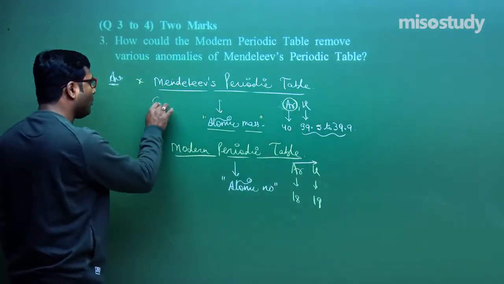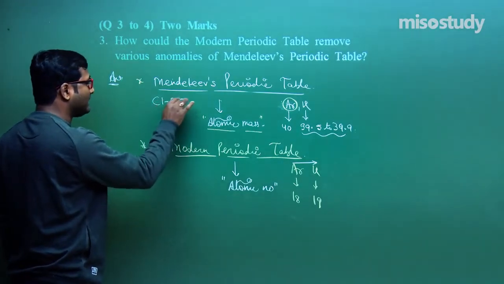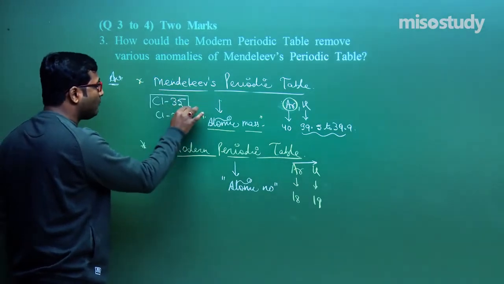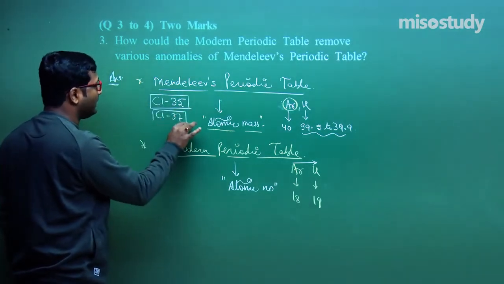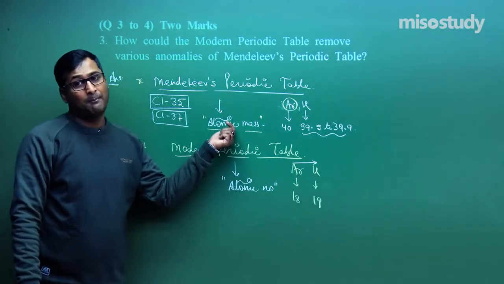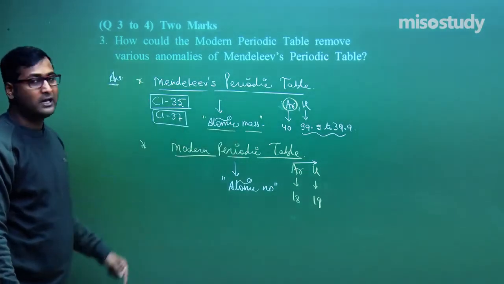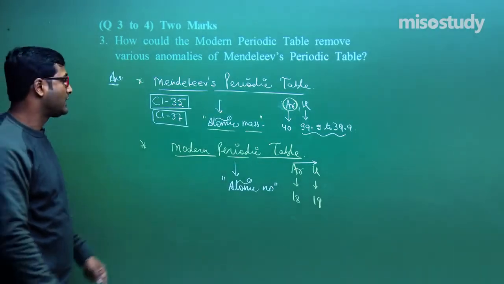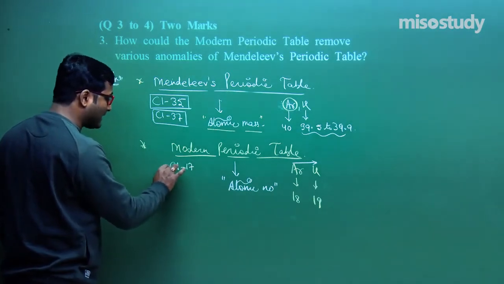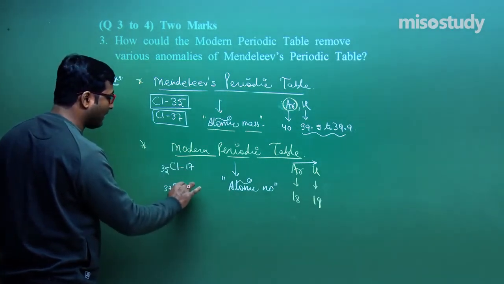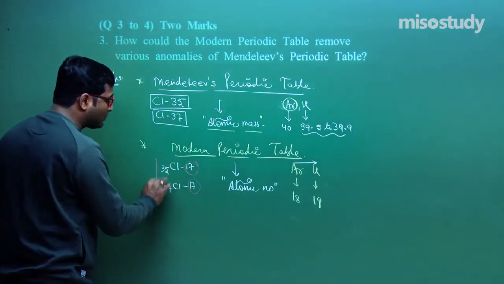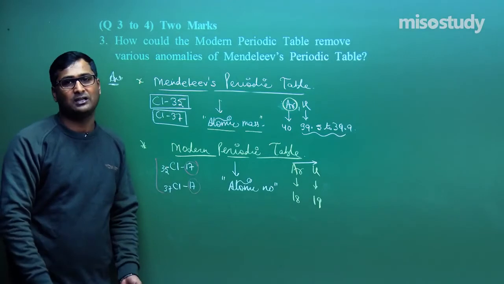Similarly, we know chlorine has 2 isotopes, Cl-35 and Cl-37. That means the same chlorine would have 2 positions in the periodic table according to the Mendeleev periodic table, because it was based on atomic mass. But this problem was also nullified by the modern periodic concept, because chlorine has atomic number 17, whether its atomic mass is 35 or 37 does not matter. Now look at 17. So isotopes will have the same position in the periodic table.